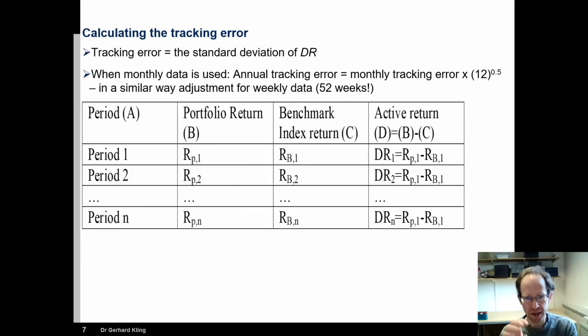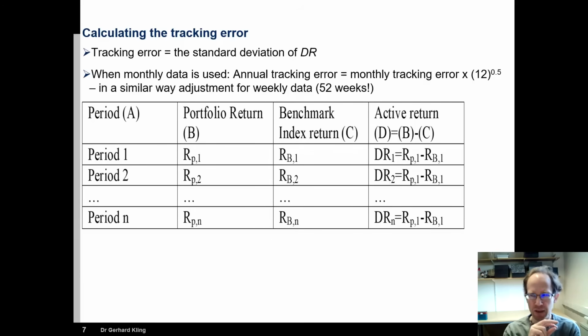Now, you tend to perform this assessment usually with either weekly or monthly data. If you use weekly data, you then of course have to recalculate the annualized tracking error, because that tends to be the standard way of measurement. What you see on the slide here is an example with monthly data where you take the square root of 12 and you multiply your monthly tracking error, which is your standard deviation of the deviation from the benchmark.